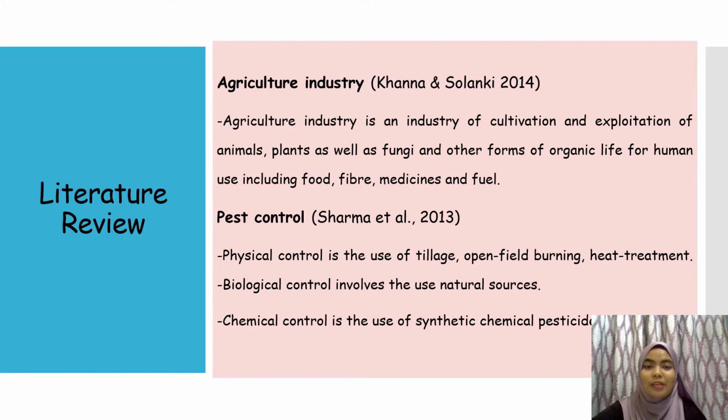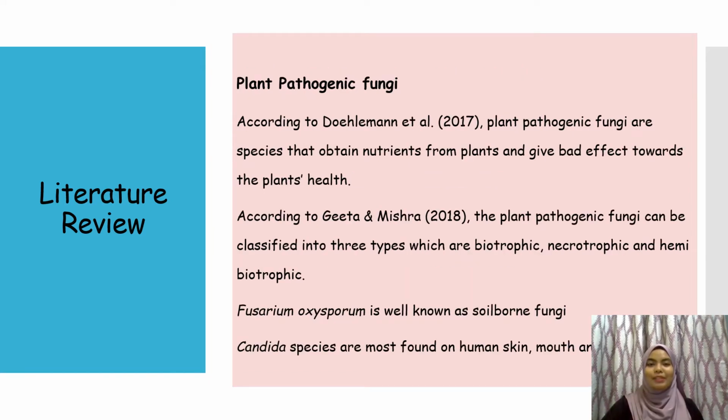In this industry, pest control methods are used, which are physical control, the use of tillage, open field burning, and also heat treatment. Biological control is the use of natural sources, and chemical control is the use of pesticides. Plant pathogenic fungi are species that obtain nutrients from other plants and give bad effect towards plant health. They can be classified into three, which are biotrophic, necrotrophic, and hemibiotrophic. For example, Fusarium oxysporum and Candida species.